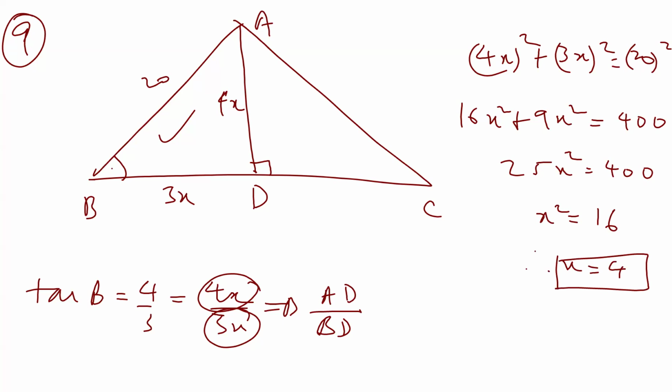Therefore, BD is 3 into x. So 3 into 4, which is 12. AD is 4 into x. 4 into 4, which is 16. Okay.